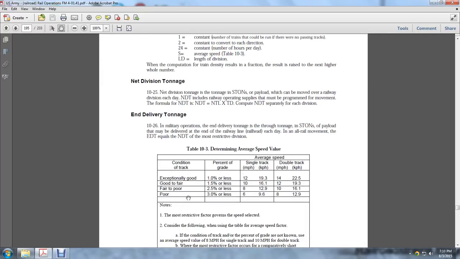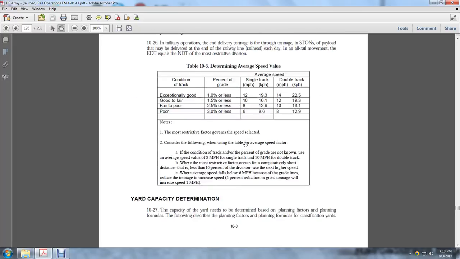End of delivery tonnage. In military operation, the end of delivery tonnage is the tonnage of short tons of the payload that may be delivered on every railway line each day. For all rail movement, the end of delivery tonnage is equal to the net division tonnage of the most restrictive division. Here is determining the average speed values.